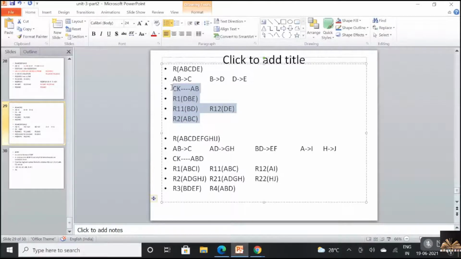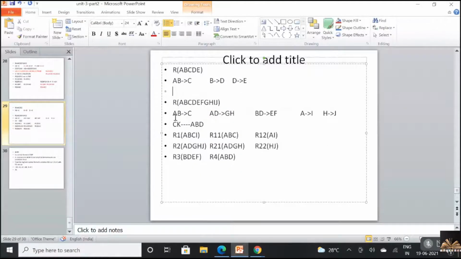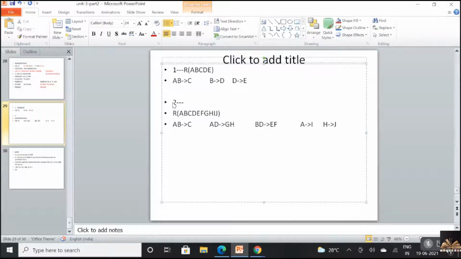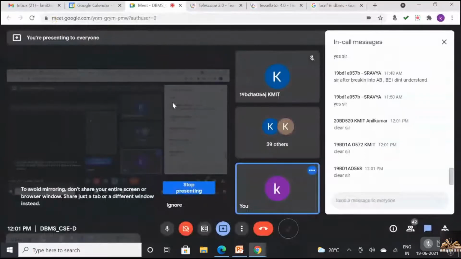Now try to do this. Try to find whether these two relations, 1 and 2, are in 3NF. If not, how you are breaking them into 3NF. I'm giving you 5 minutes to do this. Try it out fast, all of you.